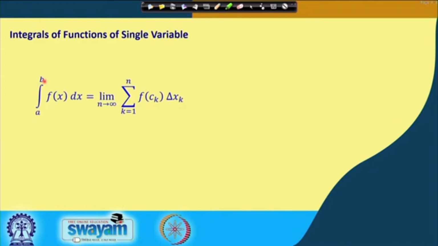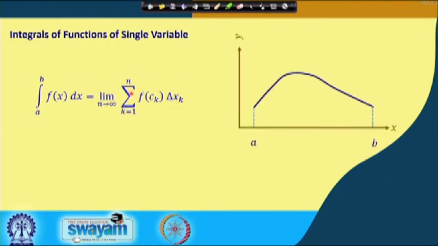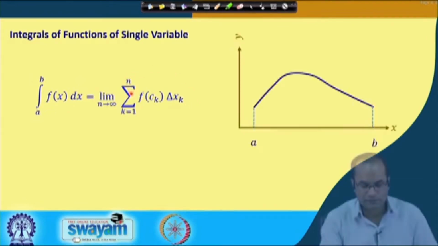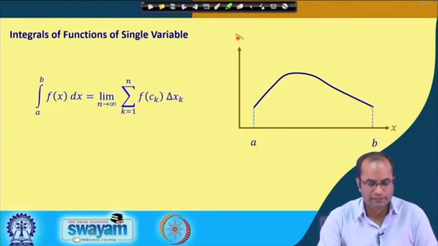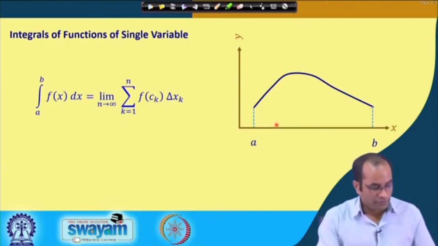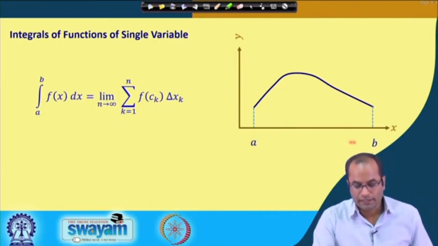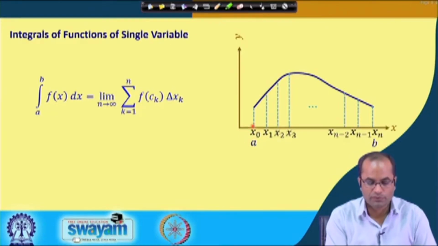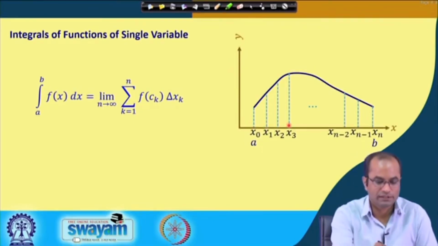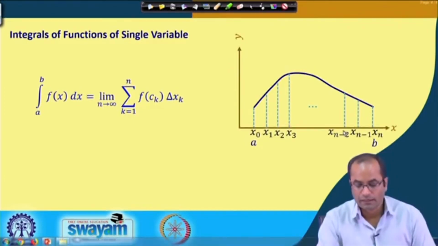So, integral a to b f x dx was defined as the limit of this sum. So, what was this sum? If we take this function f x, which is defined from a to b, this is the x axis and here we have the y axis. If we divide this domain from a to b into several pieces, let us denote the first point a by x 0, then we have x 1 here, x 2, x 3 and so on, x n minus 2, x n minus 1 and x n.